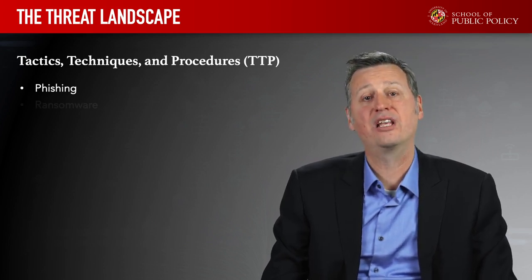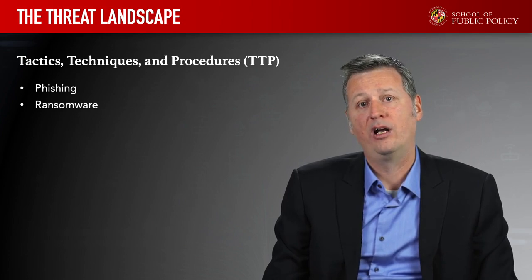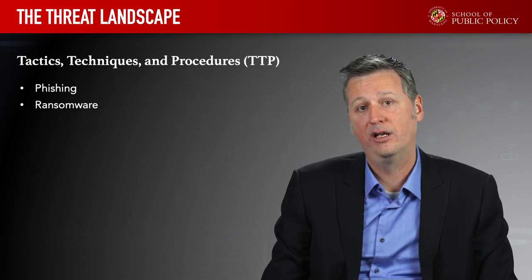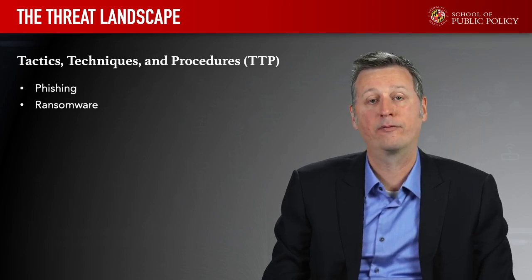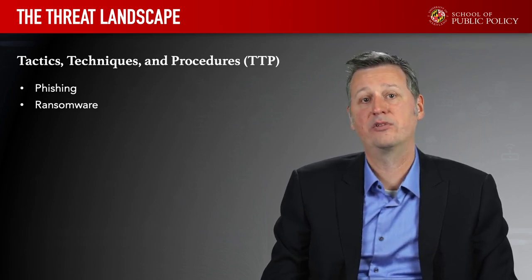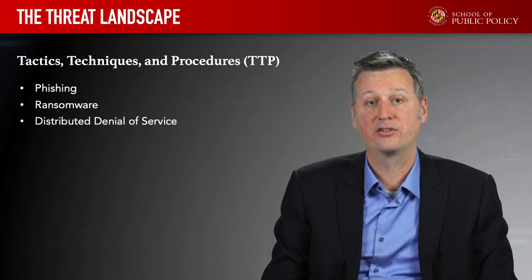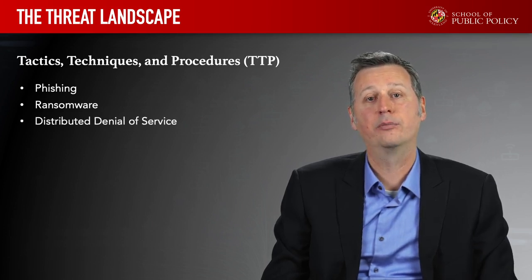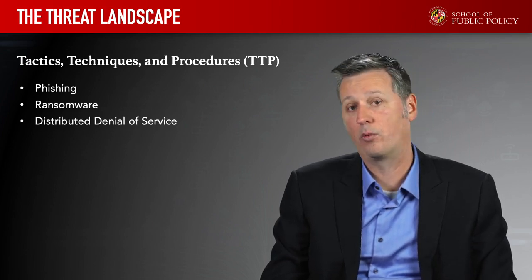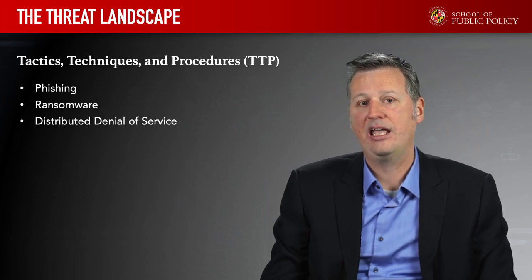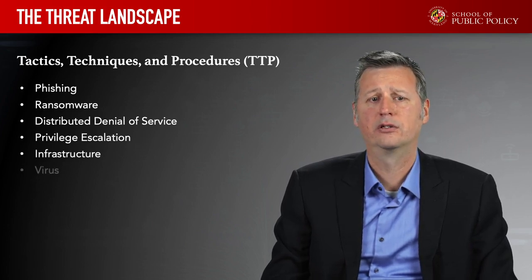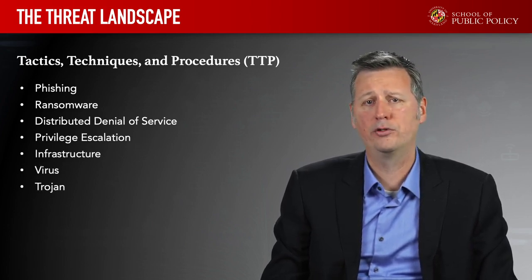But it can also include things like ransomware, where I encrypt your hard drive on your particular computer and I demand payment in order for me to send you the key that unlocks it. It might also include something that we call a distributed denial of service, where now your computer or your web application server is that much slower or doesn't work altogether. It can include other terms like privilege escalation, infrastructure, virus, Trojan.